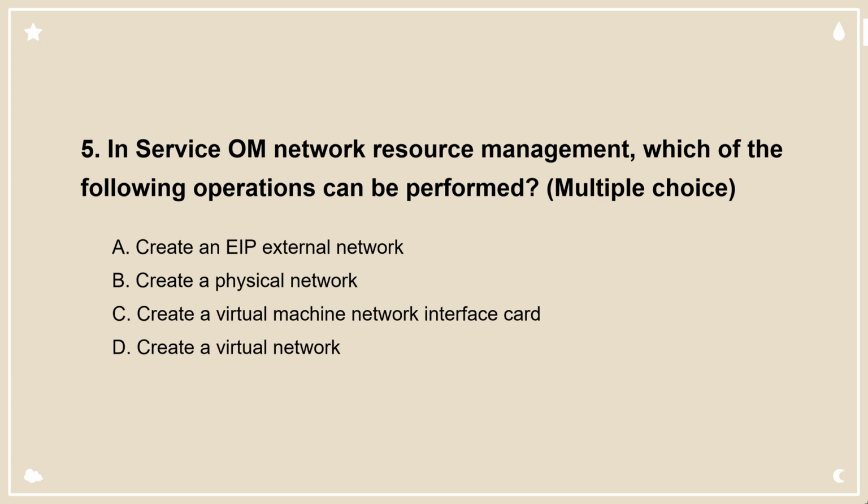So the correct answers are: Service OM lets you create external networks with elastic IPs for public access and set up virtual networks for tenant use. These tools are critical for managing and organizing network resources in the cloud.